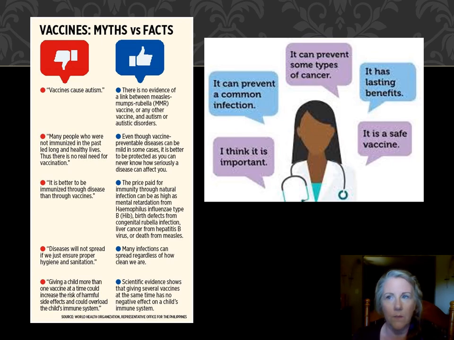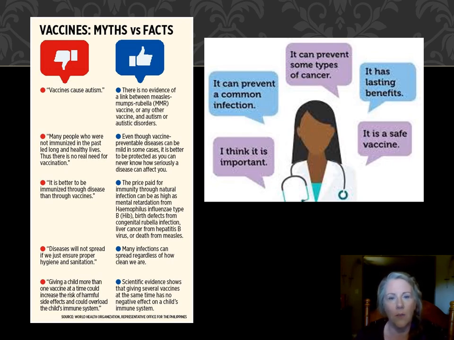Here's another one that we hear quite often: it's better to be immunized through disease rather than through vaccines. For us, because we're learning about this specifically today, that means through naturally acquired immunity. Basically, what that's saying is it's better to have naturally acquired immunity rather than artificially acquired immunity. So that means we should let you get sick with the chicken pox and gain immunity through that instead of getting you the vaccine, which you gain immunity from.